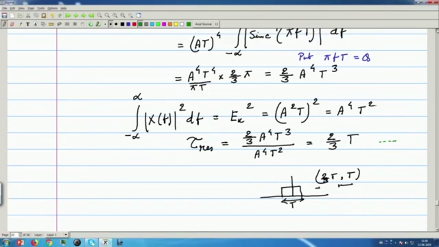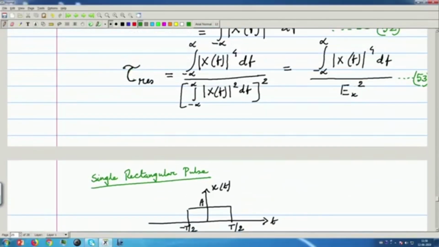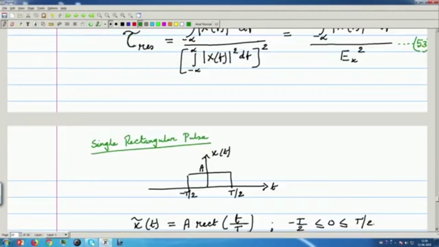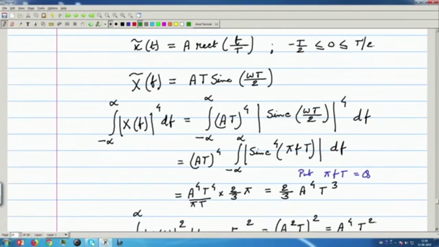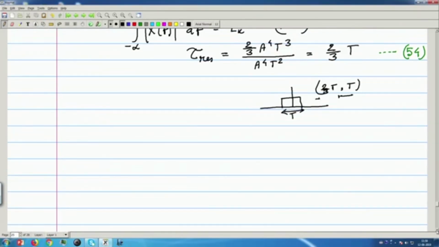It will require a number. I think the previous one was 53, so this should be 54. This should be named as 54. Now we come to the Doppler resolution concept.